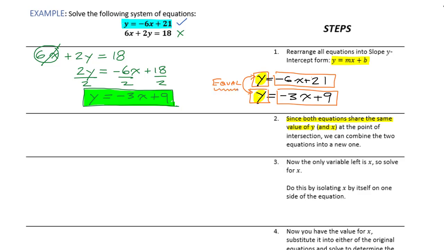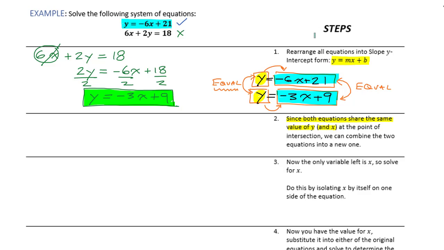So if the value of y has to be equal, and if this y equals this, and this y equals this, therefore, the equation part on the other side also has to be equal. So what we do is we're going to take that equation part, I'm going to highlight it here in blue, and take the equation part on the other side and set them equal to each other. I keep calling it equation part, I should call it the expression on the other side.